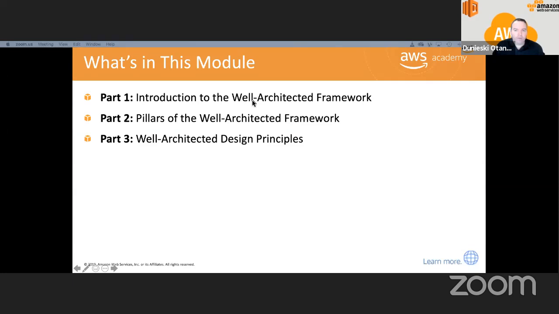In other words, it's also known as WAF. The company I do some jobs for, an APN partner, they are all about the well-architected framework. This is so important when it comes to AWS, very important. And then we're going to see the pillars of that well-architected framework, and then the design principles of that WAF.